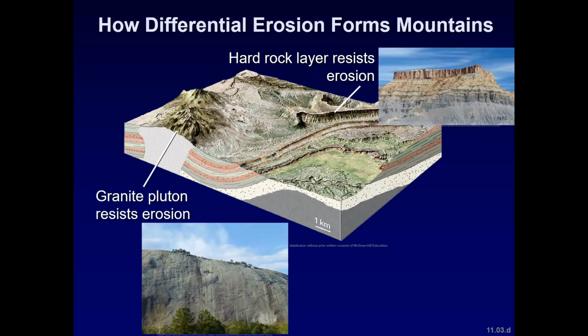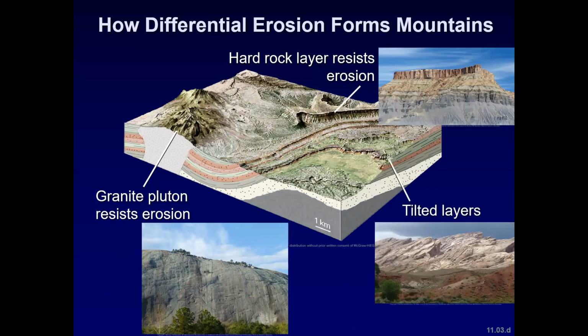Also, a granite pluton can resist erosion, so you get erosion all around it, and that area becomes a high point relative to everywhere else. An example of that would be Stone Mountain in Georgia. You can also see these tilted resistant layers sticking out as little mountain structures with erosion over time.